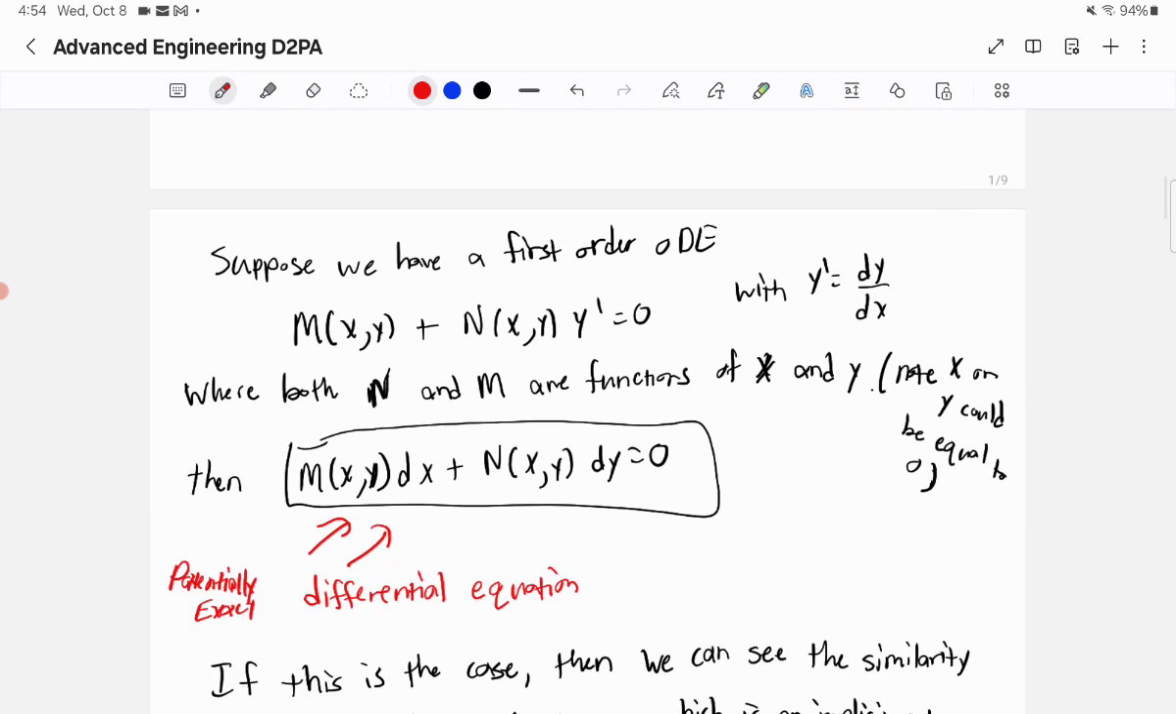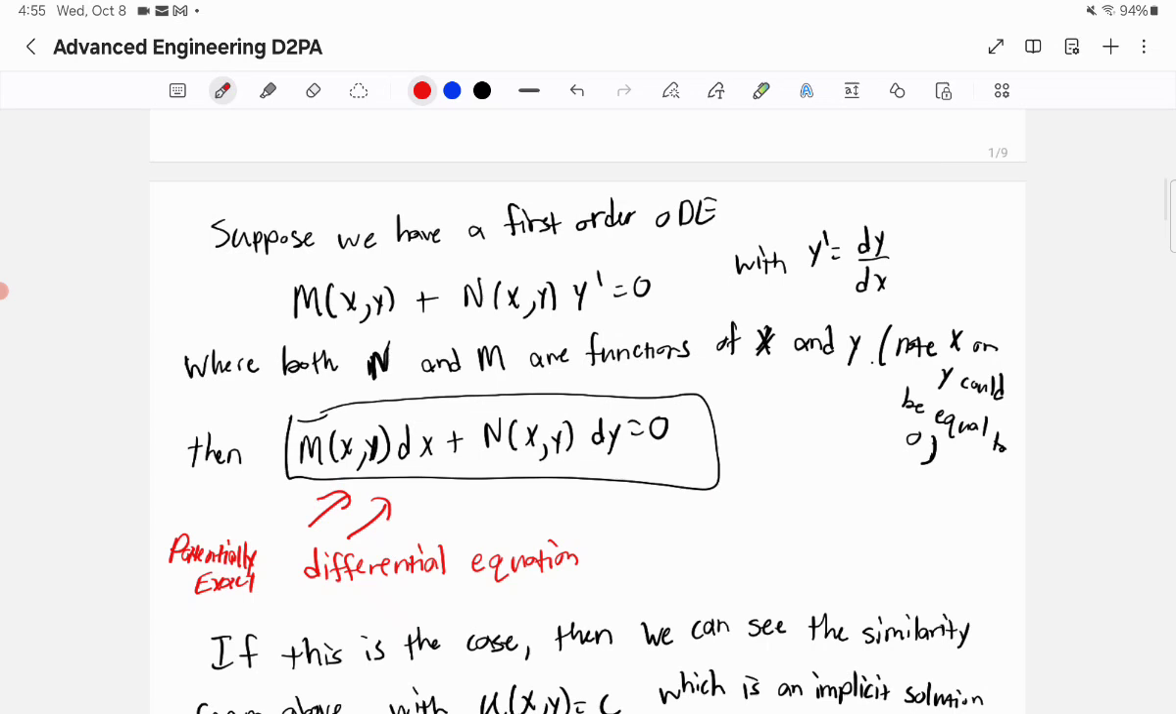So this actually is going to end up being very powerful. So how do we do this? Well, we start off with a potentially exact, and I'll tell you what I mean in a moment by potentially, a potentially exact differential equation. So we write it in a form like this down here. So we have M(x,y) times dx plus N(x,y) times dy equal to 0.